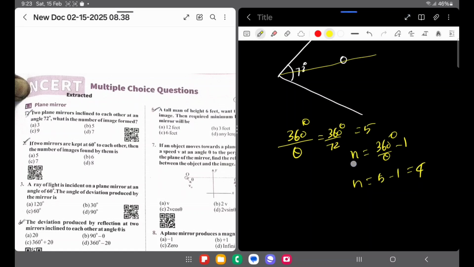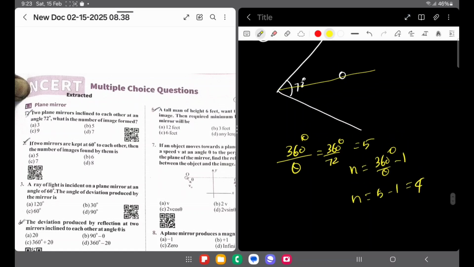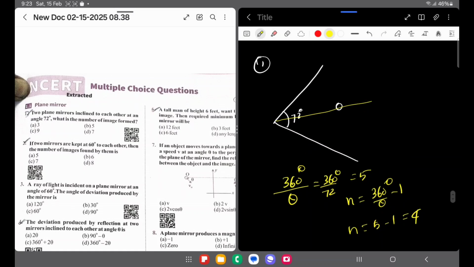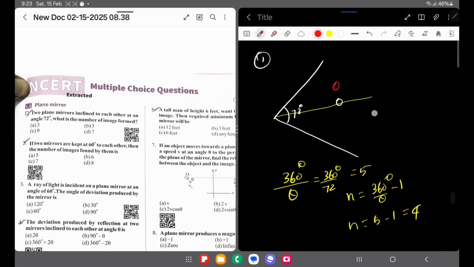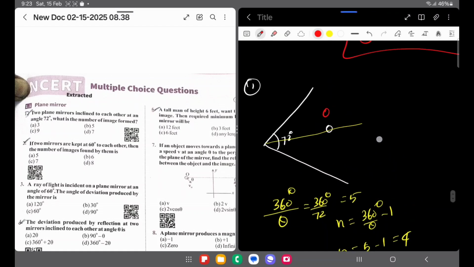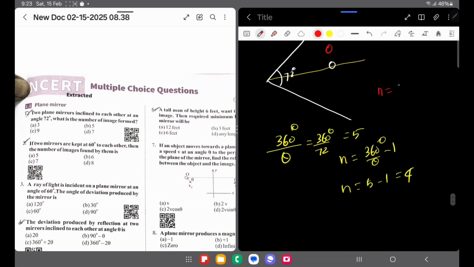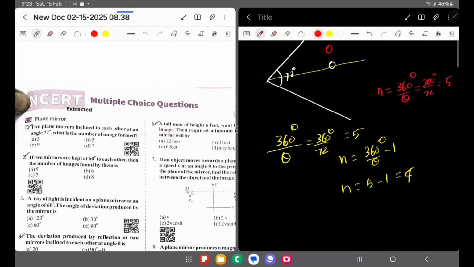But since we didn't have this 4 as an answer in the options, maybe this object may not be placed exactly on the angle bisector, it could be placed somewhere else. So if the object is placed asymmetrically, then the number of images formed can be calculated by using the formula 360 by theta itself. So 360 by 72 equals 5. The total number of images formed should be equal to 5. So 5 should be the answer then.